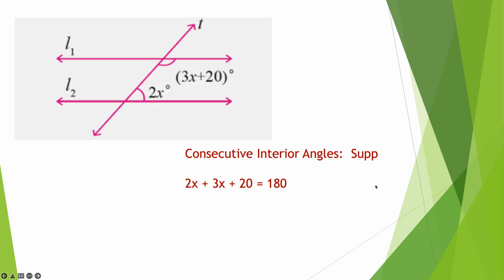Now, that would be 2x's and 3x's add up to 5x plus 20 is equal to 180. Subtracting the 20, 5x is 160. Dividing by 5, x is 32.